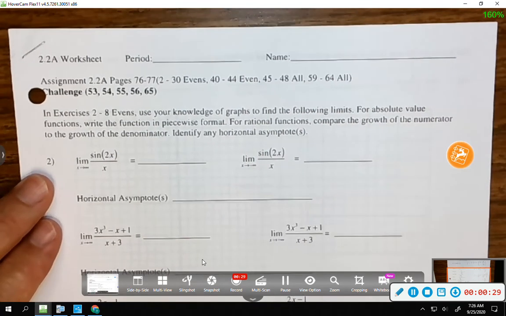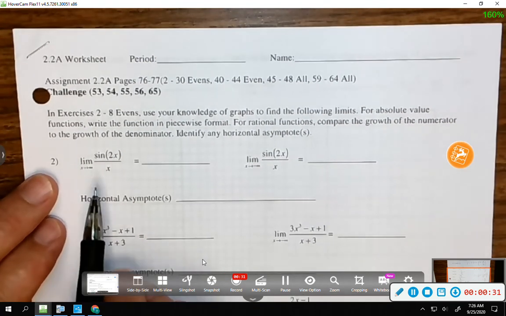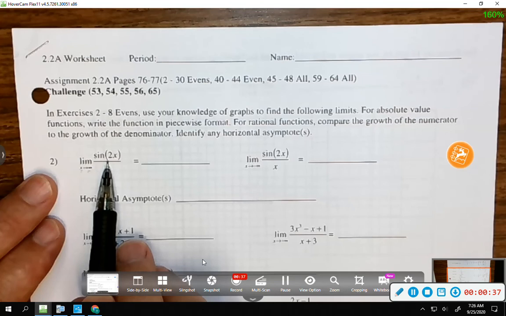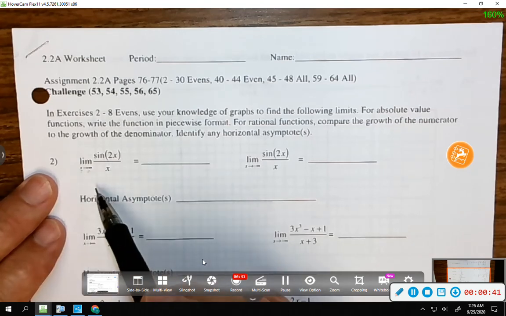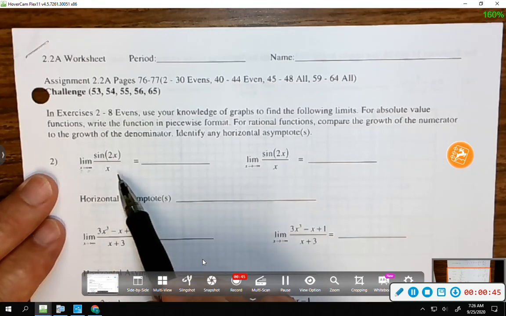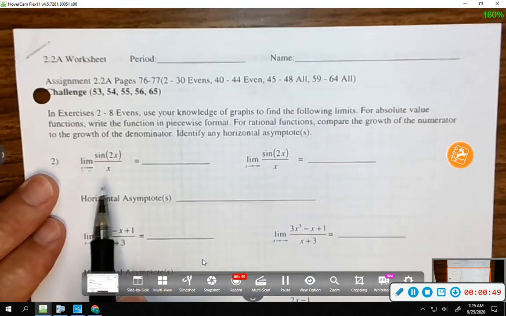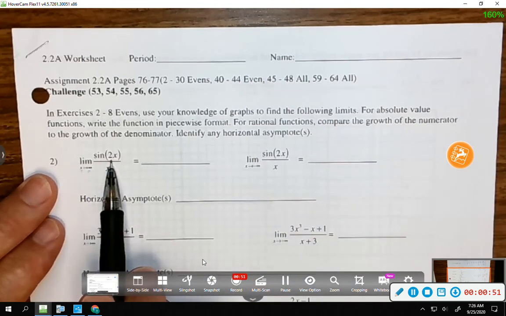And what we have to understand is that when we take the limit as x approaches infinity of a sine or cosine function, remember that the amplitude goes back and forth from 1 to negative 1, 1 to negative 1. So what you want to think about is that the numerator is some number between negative 1 and positive 1. So it's a small number over a really big number.